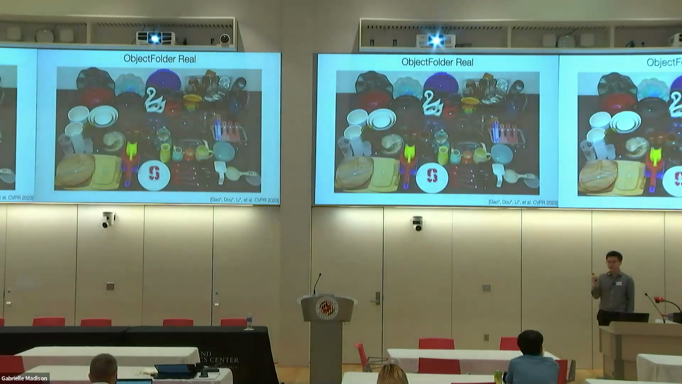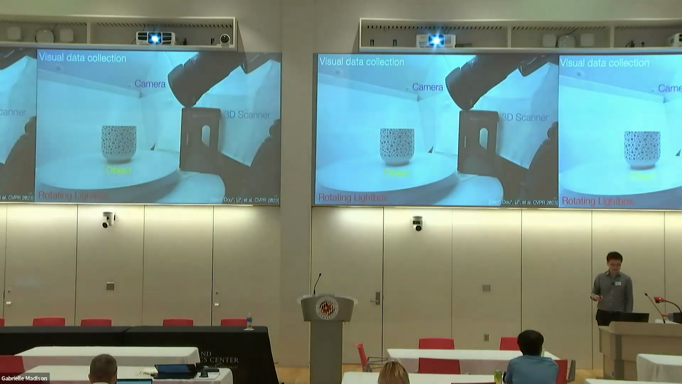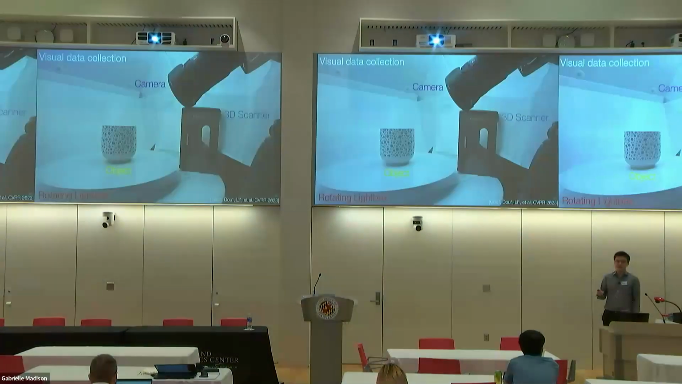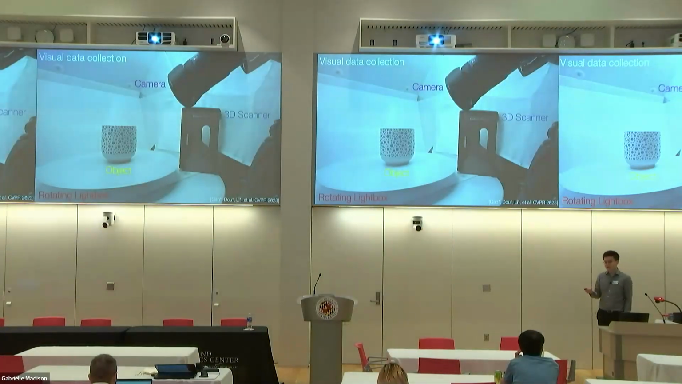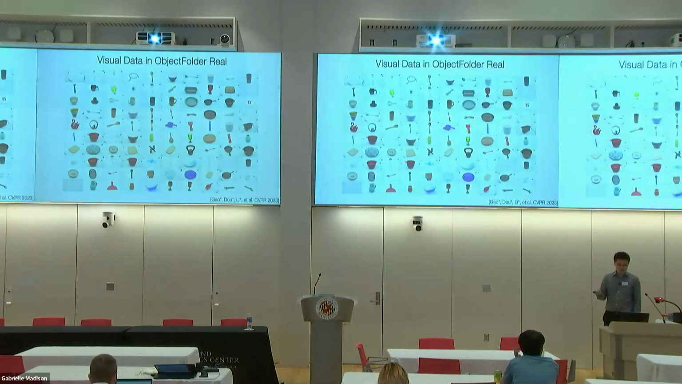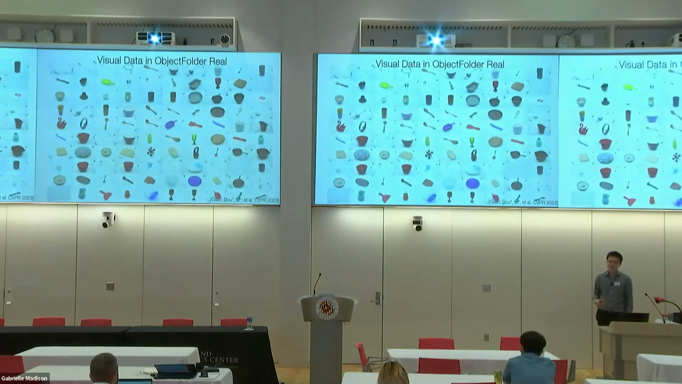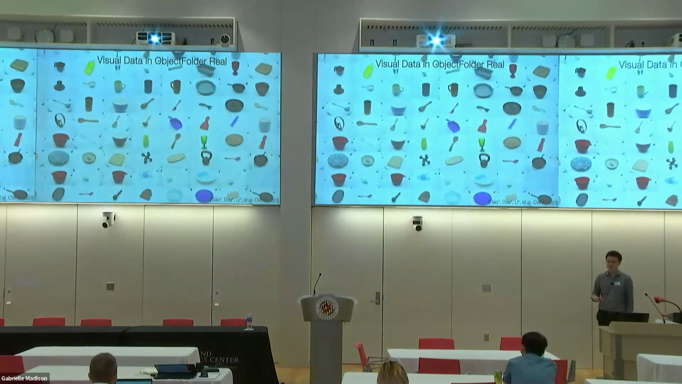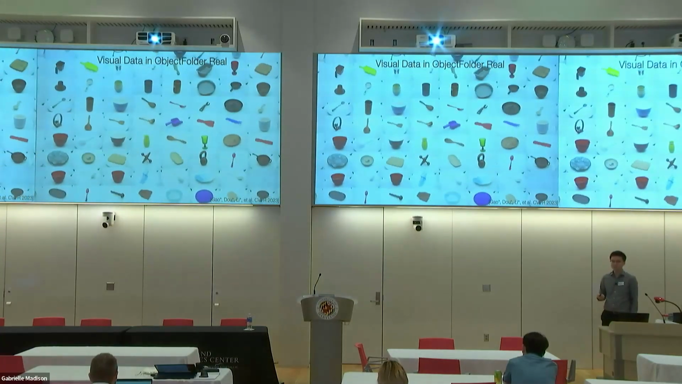So we also introduced a dataset called ObjectFolder Real, which contains multisensory data collected from 100 real-world household objects. And we designed a tailored data collection platform for each modality. Basically, for vision, we scan the 3D meshes of the objects in a darkroom. And here are some examples. We record high-definition videos of each object rotating in a light box for these 100 objects. That's for the visual part.